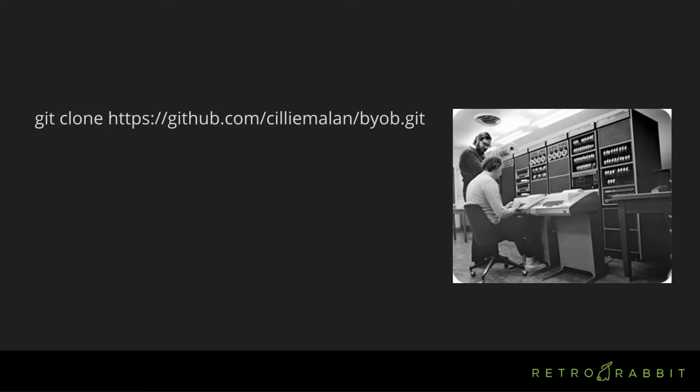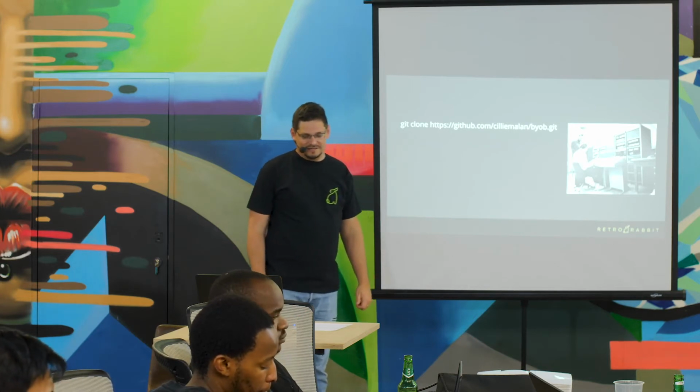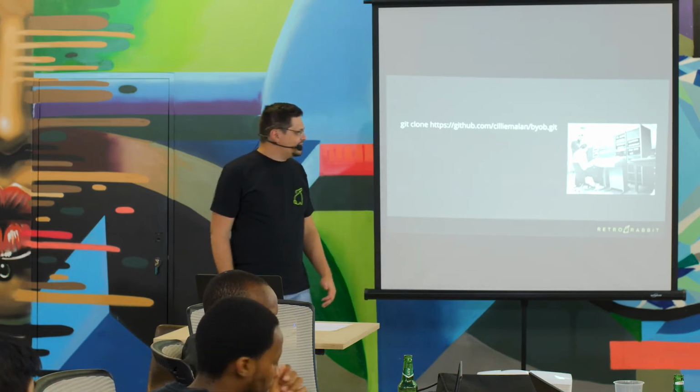Anyway, this is very simple. HTTPS github.com/Cillié Malan. It's my name. It was supposed to be Retro Rabbit, but I had a bit of a tough week and I didn't have time. So this is on my name /BYOB for bring your own blockchain.git. And you can just clone that. So yeah, yes, question? Two L's. C-I-L-L-I-E.